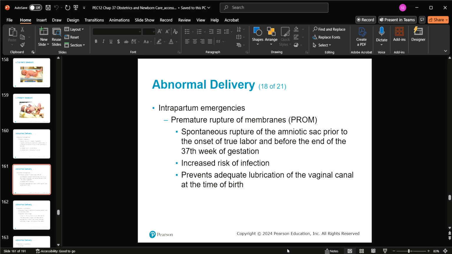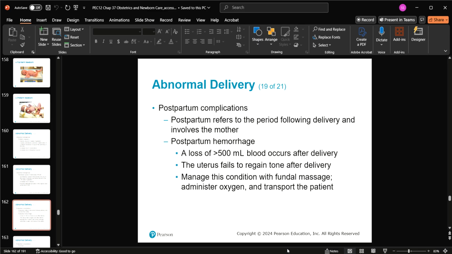So you may have premature rupture of membranes. This is the spontaneous rupture of the amniotic sac prior to onset of true labor. So their water breaks. This can lead to a risk of infection.